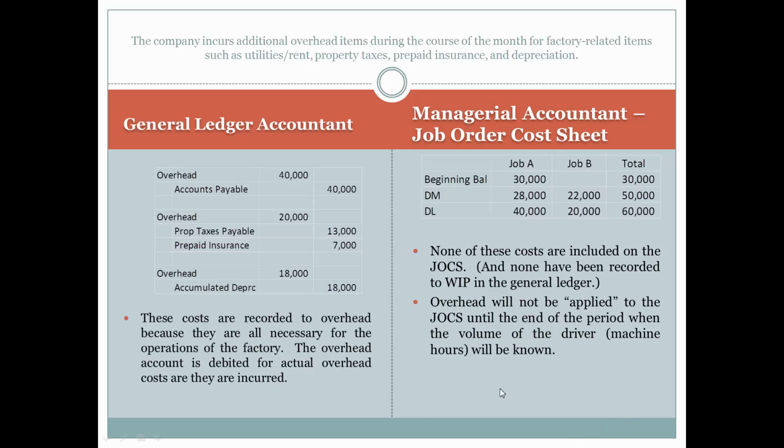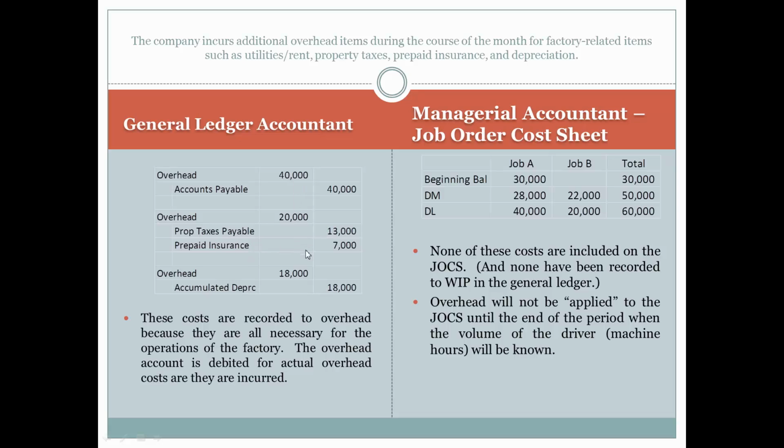Since it's factory-related, they are going to be considered overhead. So we have overhead, this represents utilities and rent in the amount of $40,000. Again, we're paying actual costs. And then we have an accrual here. So we have overhead, property taxes payable, and we're also having an adjusting journal entry related to prepaid insurance.